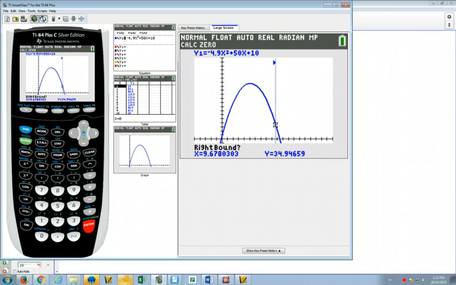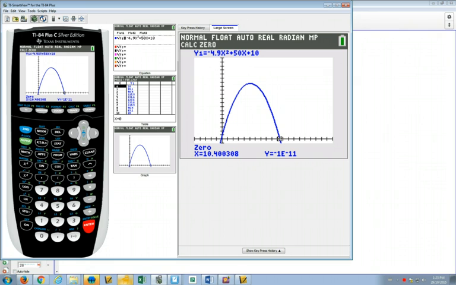Yes, it is. Then it says go to the right of it, so I'm going to go past my x-intercept and go to the right of it. When I push enter, it draws another line. As long as your x-intercept is between those two lines, your calculator will find it. Then it asks you to guess, which just means you have to push enter one more time. And it finds it at 10.4.